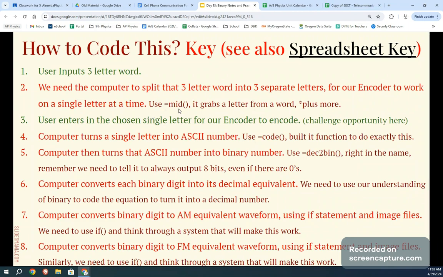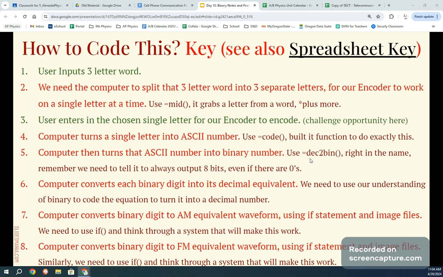Some of the functions, again, are going to help us understand what is going on. This mid part is going to be able to cut something into segments, into parts. So that's going to be able to chunk out our 3-letter word into 3 separate letters, right? We'll see how to deal with that a little bit more. This code, again, is just a built-in function that will do exactly what we want it to do. It'll turn a letter into a number, into an ASCII number.